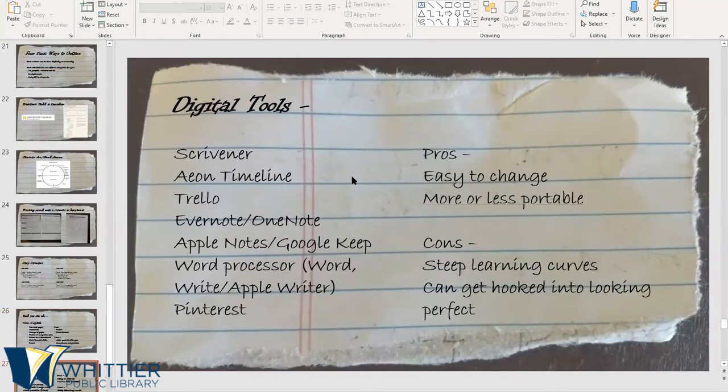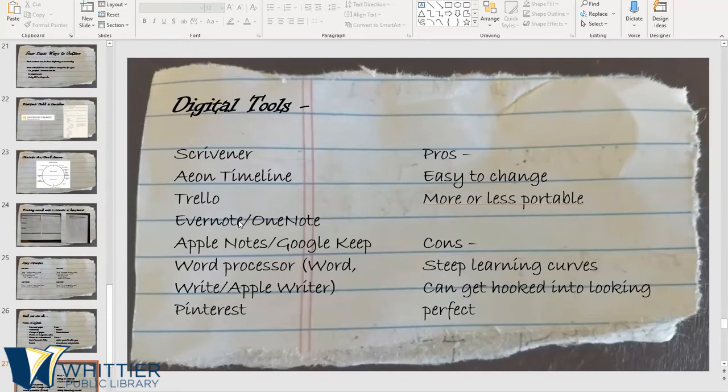Digital tools. Now, this is where we're going to have fun playing back and forth with the share screen, because I can show you some of these things. I've got them already pulled up. The pros to digital tools, and I will show you them in a minute: it's very easy to change something when you've decided, oh, wait, that shouldn't have happened that way. They are more or less portable. Scrivener and Aeon Timeline tend not to be, because unfortunately they tend to be very Apple-centric. And if you're not in the Apple universe, that can be a bit of a problem. But most of these things, Evernote or OneNote, Apple Notes, a word processor, are very, very portable. You can play with this stuff on your phones these days, except for Scrivener and Aeon Timeline, depending on the phone you have.